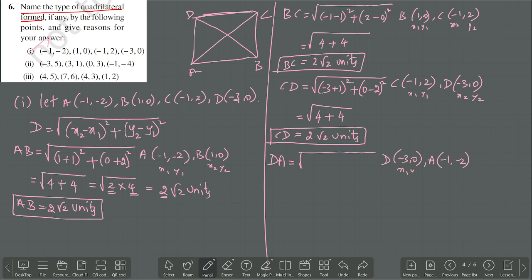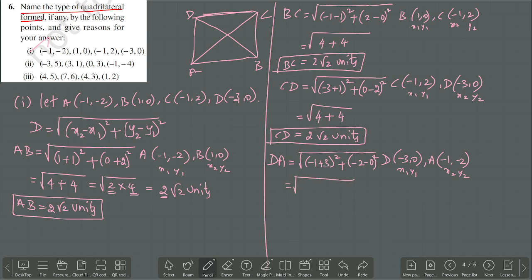So this is x1, y1, first point, x2 and y2. Let me substitute in the formula. x2 value minus 1, minus x1 value minus 3. So minus into minus plus 3, whole square, and y2 value 2 minus y1 value 0, whole square. So what am I getting now?